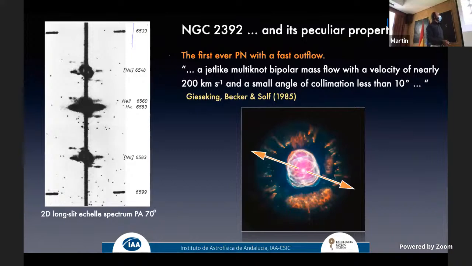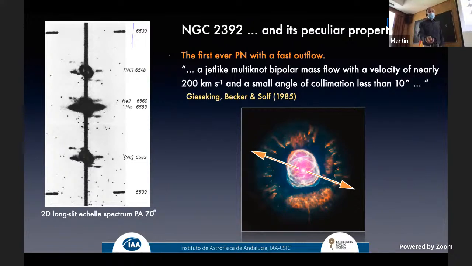And then I move to my baby, NGC 2392, the Kimono Nebula, which is very peculiar. This was actually the very first PN with a fast outflow. In 1985, Gieseking and collaborators described a jet-like multi-node bipolar mass flow with a velocity of nearly 200 kilometers per second. That was the very first in a PN.